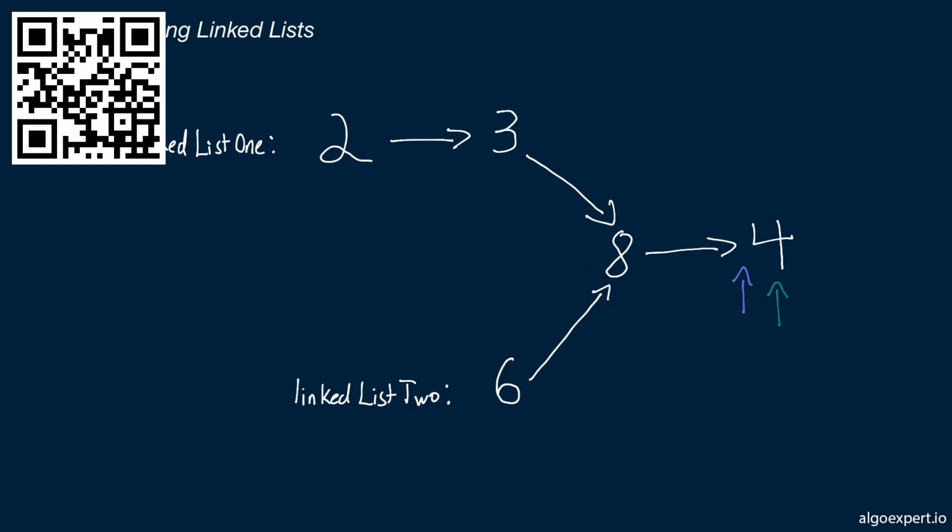So where does it go now? We want to get to the 8 at the same time with both pointers. So how can we do this? Well, to do that, what we can do is we can move the list 2 current pointer to the beginning of list 1.